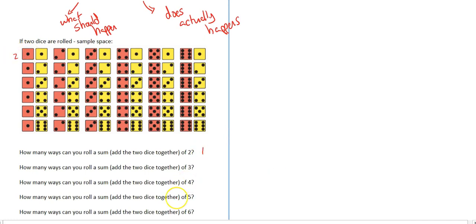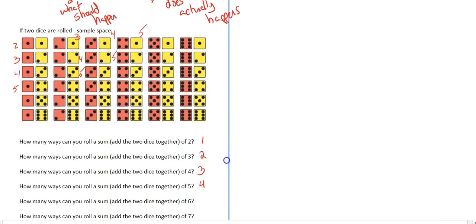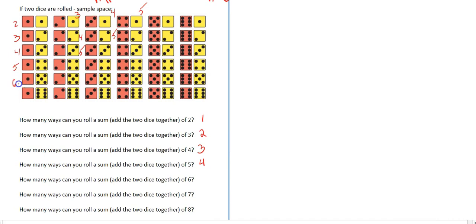So there's 1 way to get a 2. How many ways to get a 3? Here's a 3, and here's a 3, so there's 2 ways to get a 3. What about a 4? Here's a 4, there's a 4, and there's a 4. So you can see that you can get a 5 in 4 different ways. And then what about a 6? Here's a 6, and here's a 6, and here's a 6, and here's a 6, and here's a 6. So there's 5 ways that happens. And a 7, there are 6 ways to get a 7.